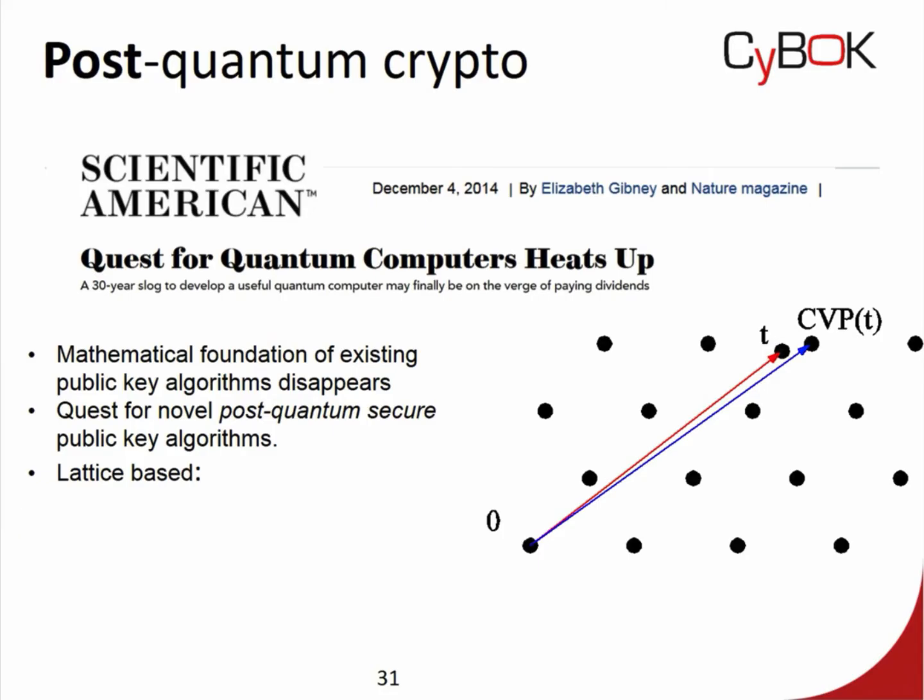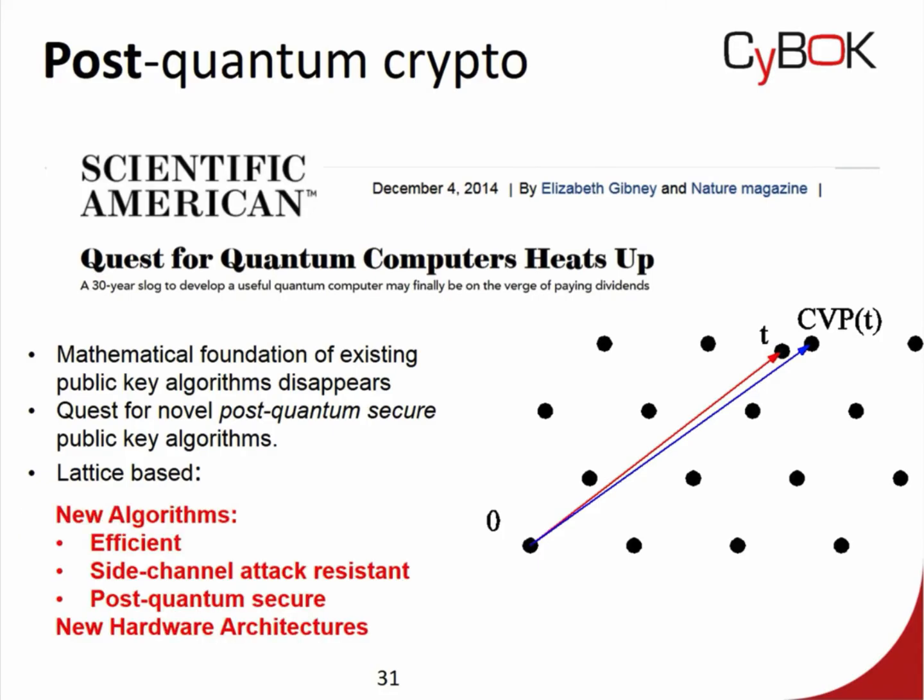Now for these algorithms, we want new algorithms. They need to be efficient. They need to be side-channel attack resistant. And they need to be post-quantum secure. So it's an added requirement. Now the efficiency is still on existing computers, existing hardware, existing platforms. We want them to be secure. So we want these algorithms to be efficient and secure, and so we need to develop new hardware architectures.